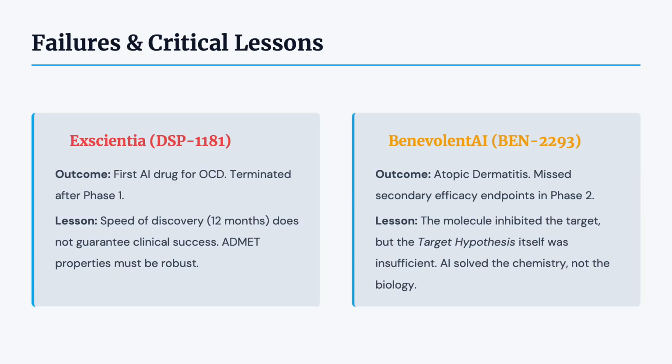However, science is built on failure. Exscientia's DSP-1181 was the first AI drug to enter a trial, but it was terminated in Phase 1. BenevolentAI's BEN-2293 for eczema failed to show efficacy in Phase 2. The lesson: AI solved the chemistry, making a molecule that hits the target, but it did not solve the biology. Choosing the right target is the issue. Speed is not enough. We need better biological hypotheses.